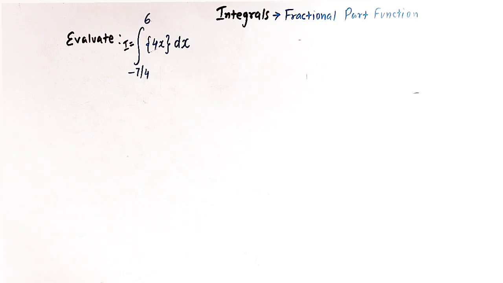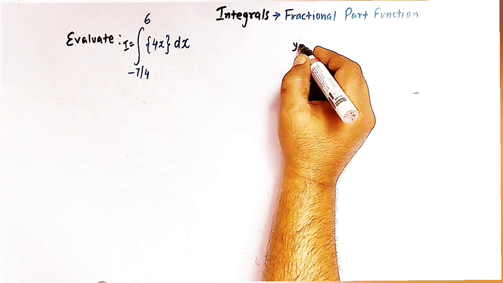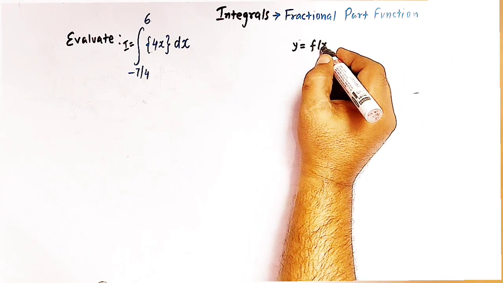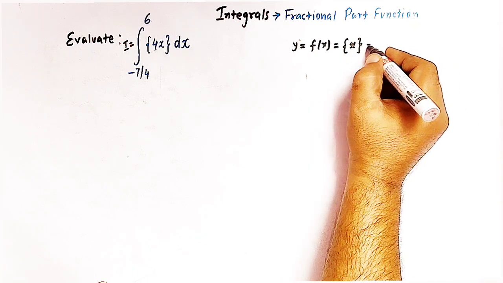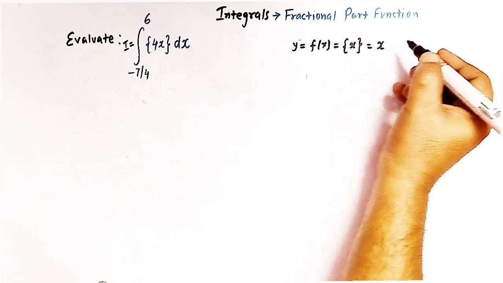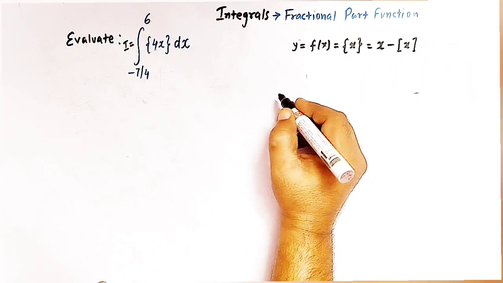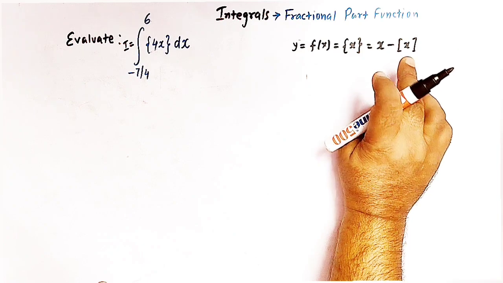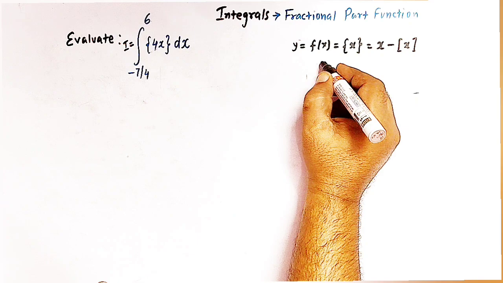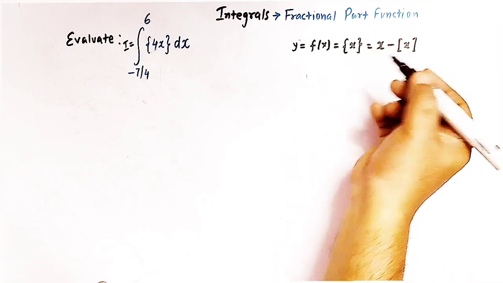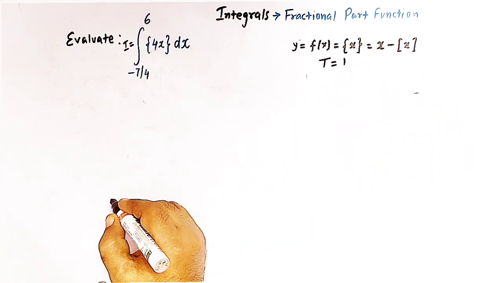Now let us first quickly see the definition of the fractional part function. We know that if we have a function, say y is equal to f of x, that is equal to the fractional part of x, then the fractional part of x is defined as the difference of x and the greatest integer of x. So this is the definition of the fractional part function, and we know that the period of the fractional part function is equal to 1, so we can write the period T as equal to 1.